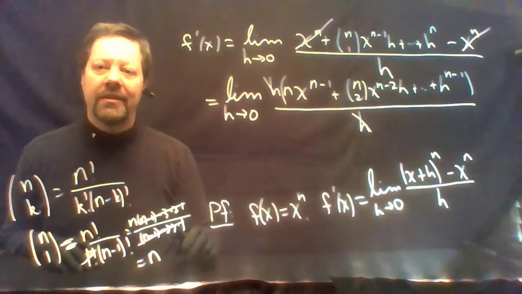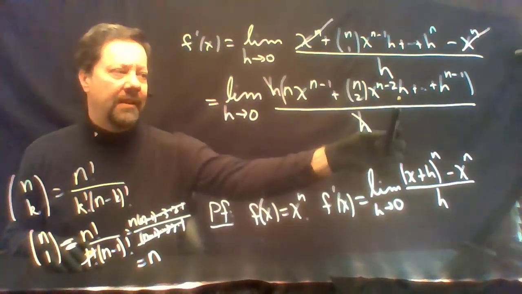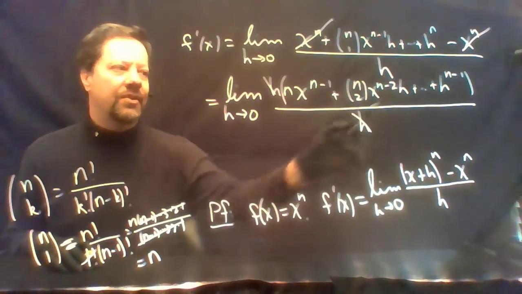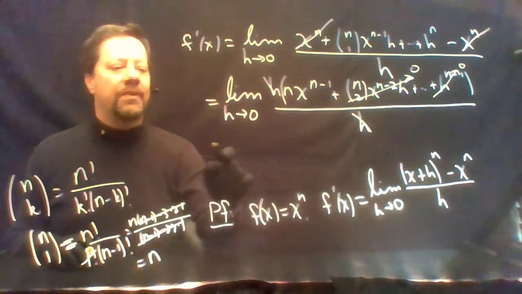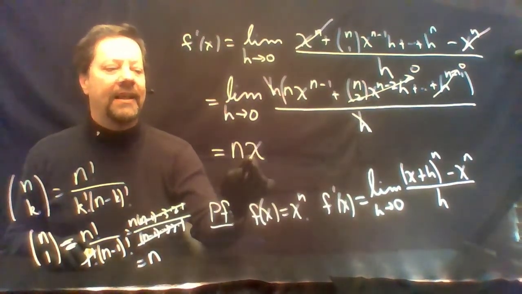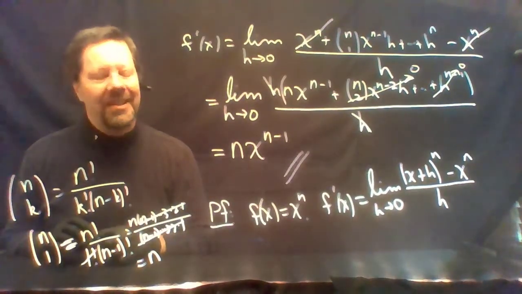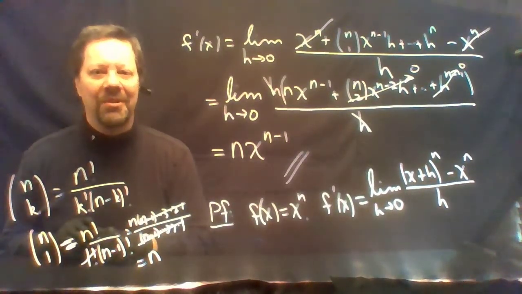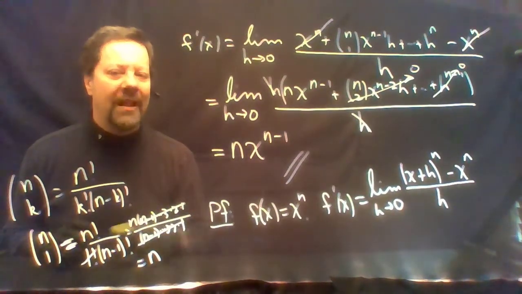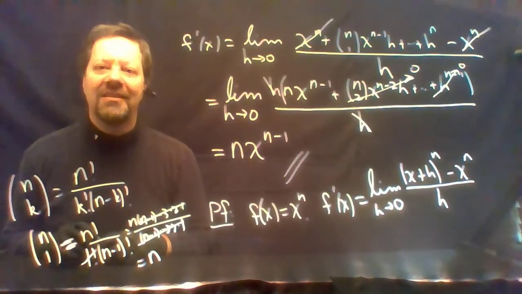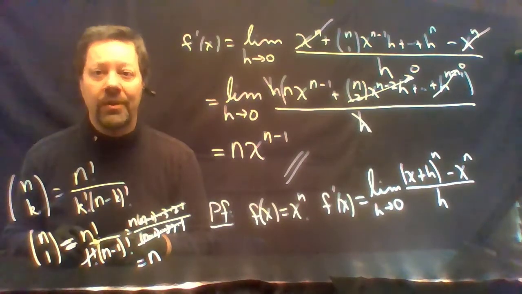The h in the numerator and denominator cancels. We're left with this expression, which in the limit as h goes to 0, all the terms except for the first one cancel out, and we get n times x to the power n minus 1. That's a temporary halt to the proof. At least we know the proof is true when n is a whole number. We'll have to work a little harder later on to prove the power rule when n is an arbitrary real number, but we will do that.